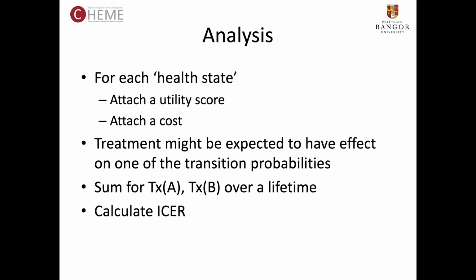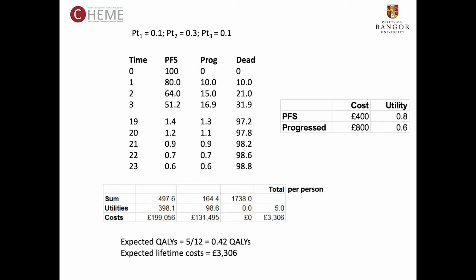So for each of those health states, we can attach a utility value, a quality value, and a cost. And we have already said that the treatments might be expected to have an effect on one or more of these transition probabilities. And so we would recalculate it, assuming a different probability of transition. So the example that we have here is exactly the same as what I've already presented. These are the probabilities and the number of people in each of those health states over time.